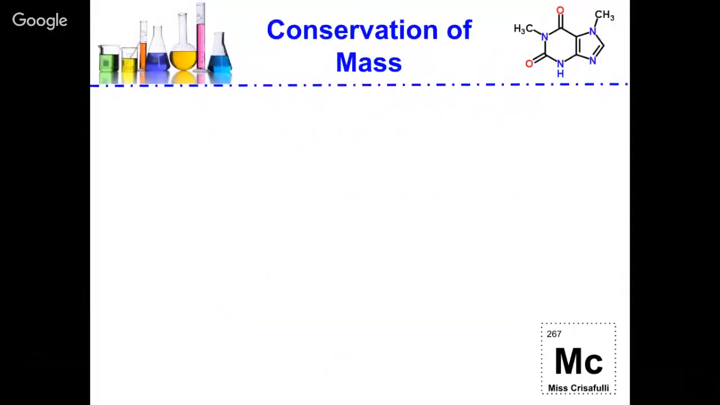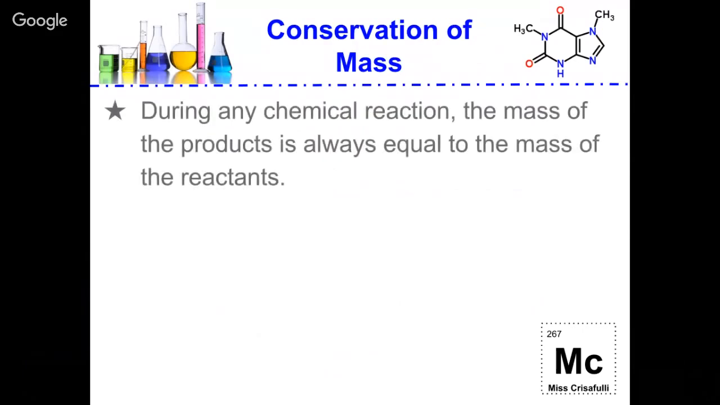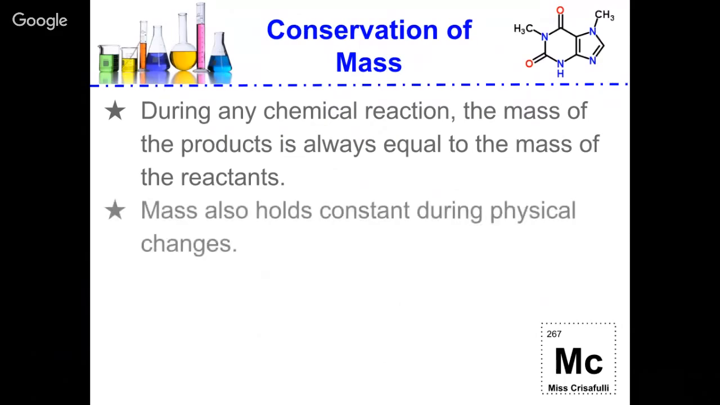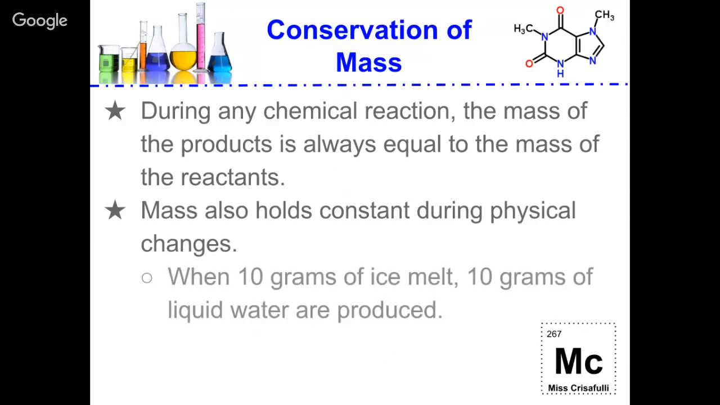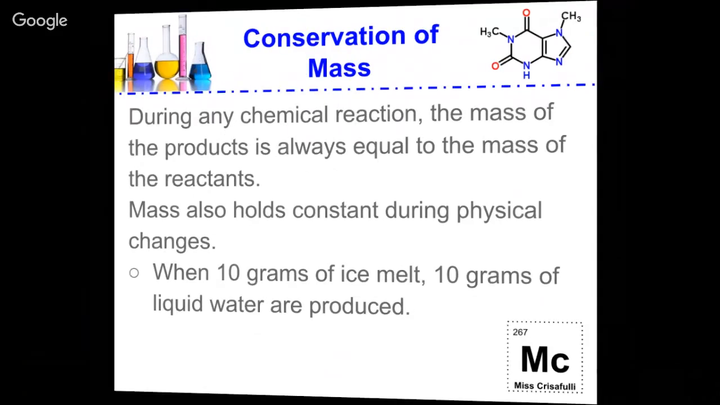And another thing that we see when we look at chemical changes is the conservation of mass. So during any chemical reaction, the mass of the products is always equal to the mass of the reactants. So mass holds constant during any physical changes, as well as in chemical changes. So for example, if I were to take 10 grams of ice and I were to melt it, I would make 10 grams of liquid water as well. So what does that look like?